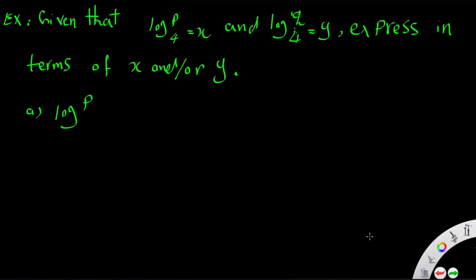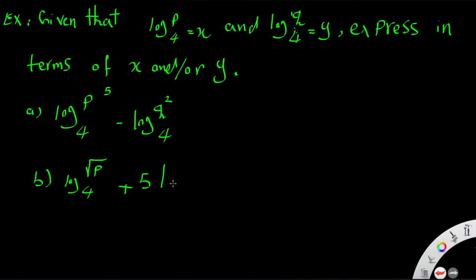Now, part A, log of p to the power of 5 to the base 4 minus log of q squared to the base 4. B, log of radical p to the base 4 plus 5 log of third root of q to the base 4. And for C, log of, here base is 4, 64 over p.